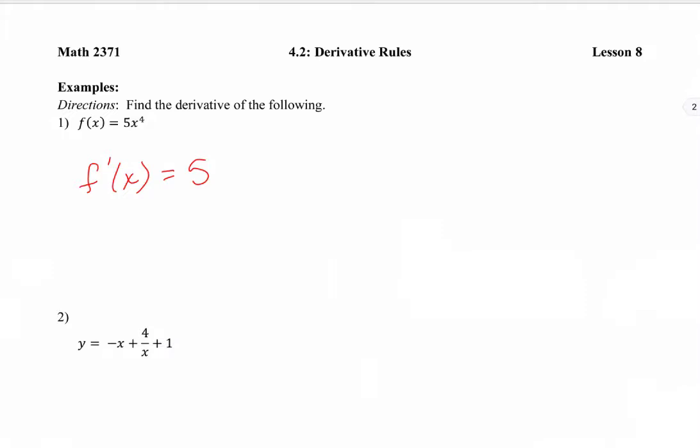It follows you around. So this is the 5 times, I bring the 4 down, so it's x to the 4 minus 1. So 5 times 4 is 20x cubed. Now, if you can, you are more than welcome to go straight to here. All right? So that's it.